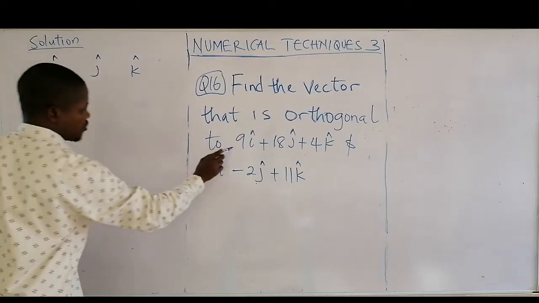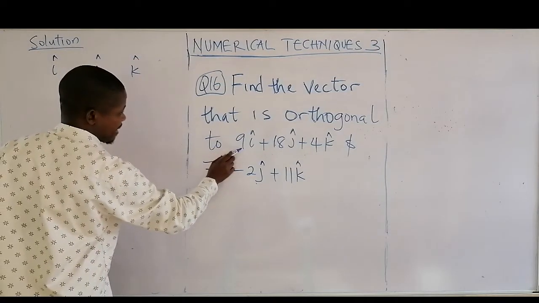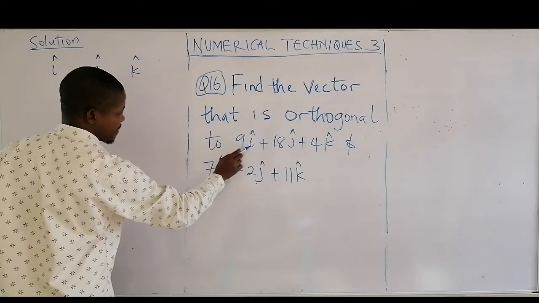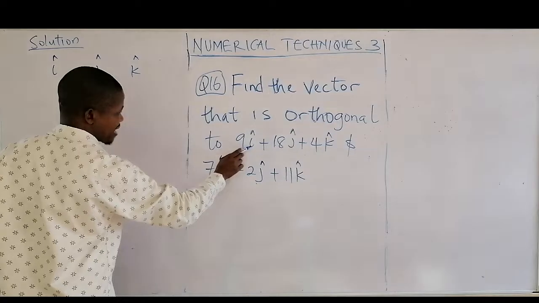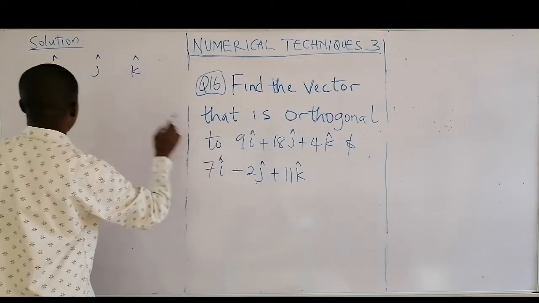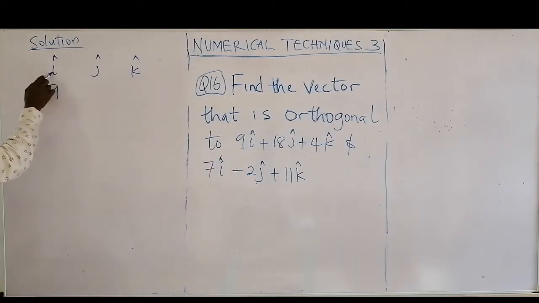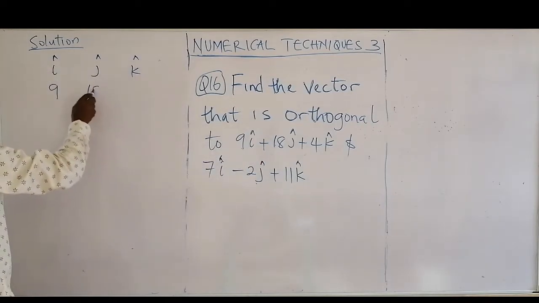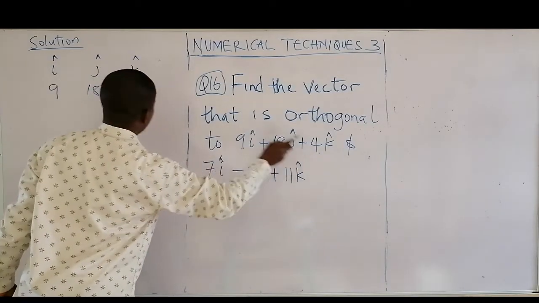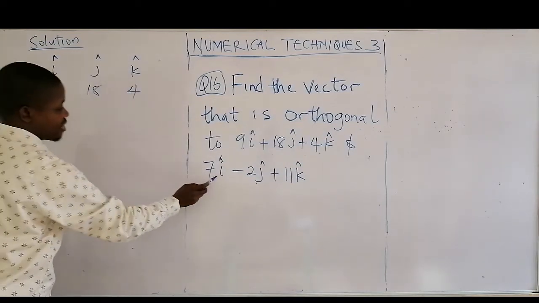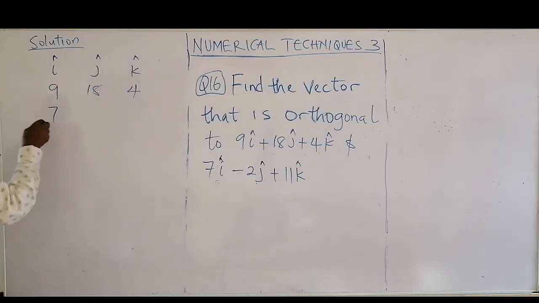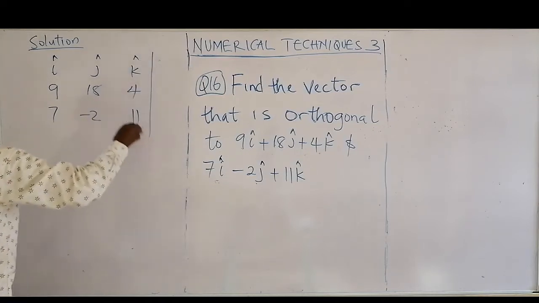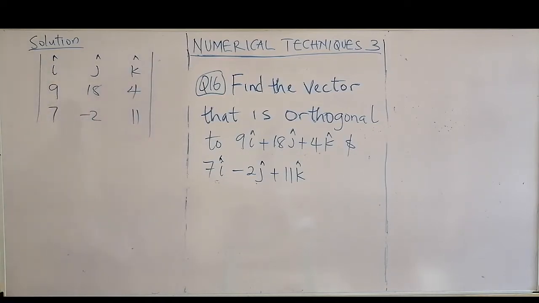Then the coefficients of those vectors. The coefficient of i as a unit vector is 9. You put it under this i. For j, the coefficient is 18. For k, the coefficient is 4. Do likewise for the second vector. That's 7, minus 2 and 11. So we're using determinants to get the orthogonality.